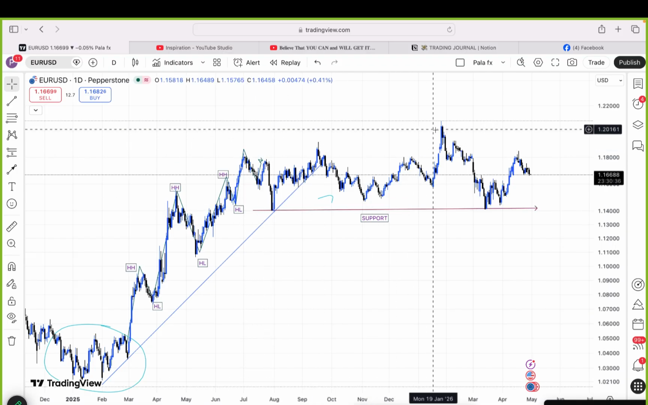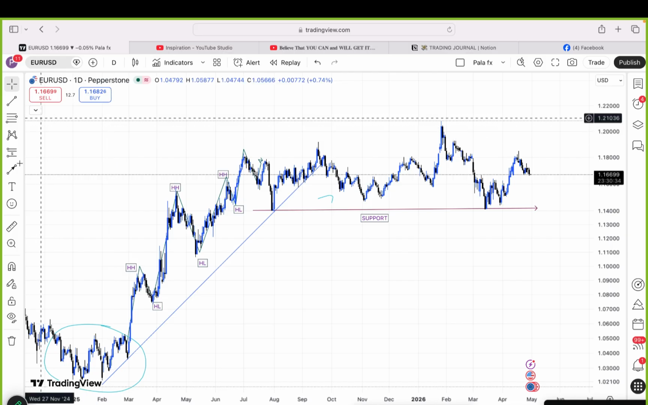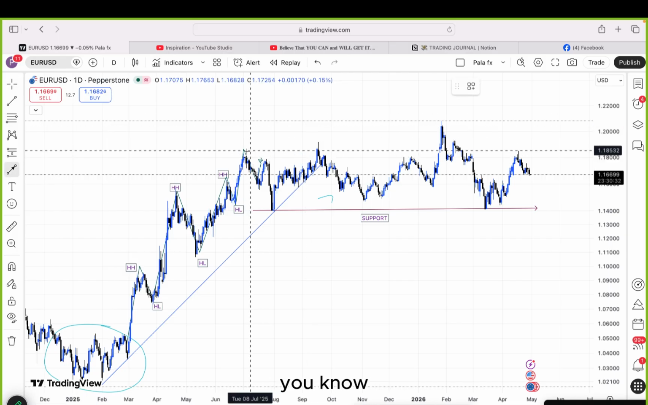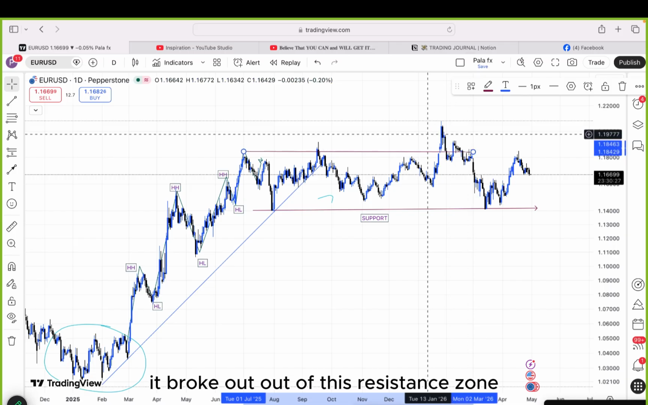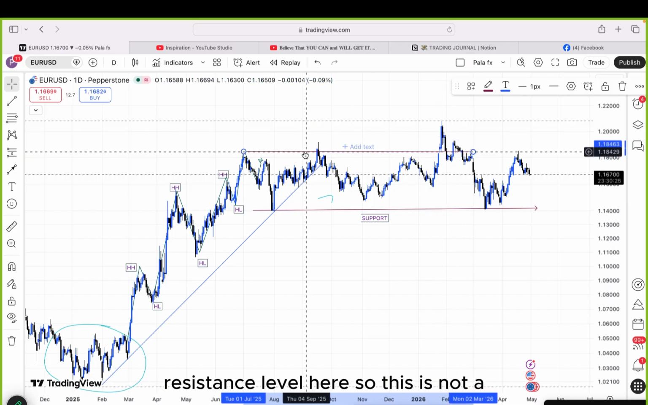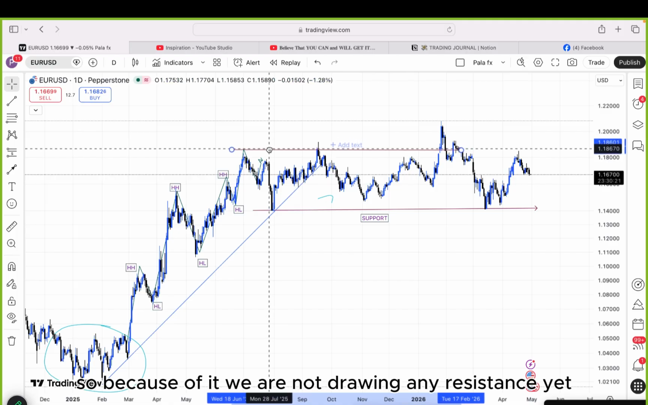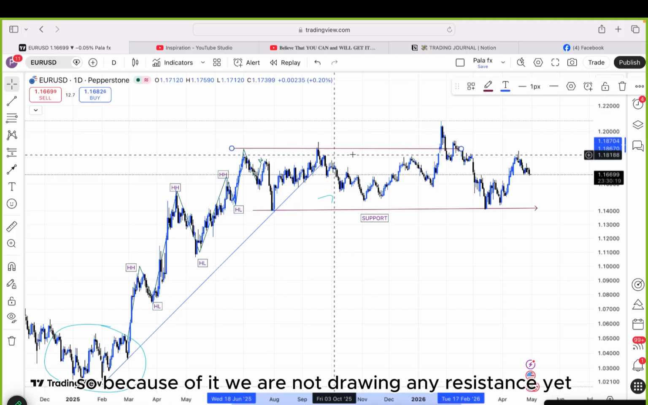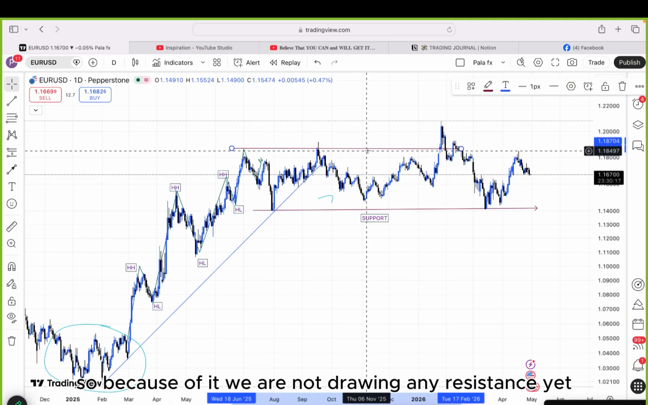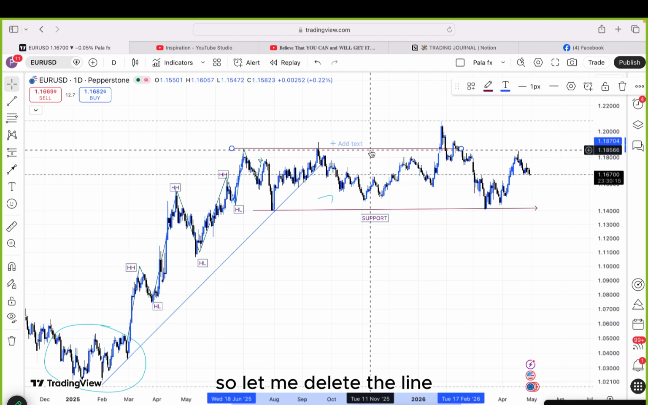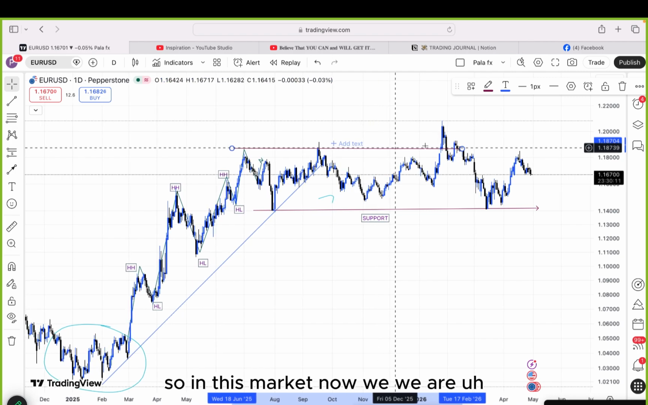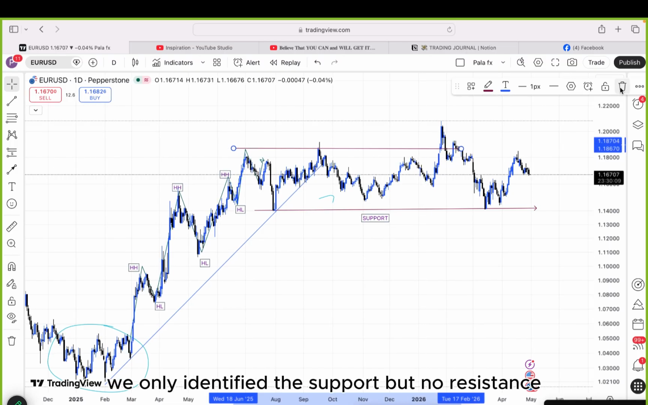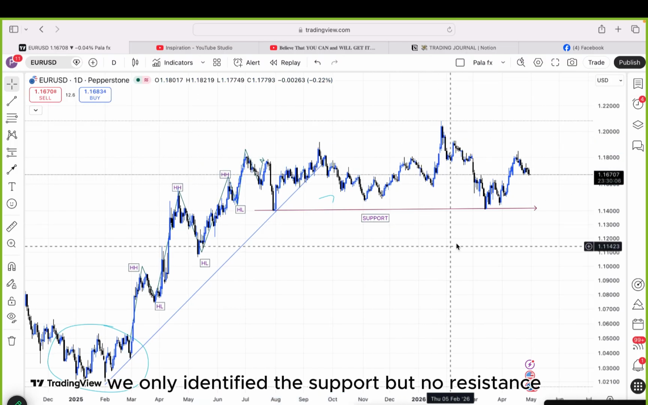So there is a support here, but we couldn't find the resistance, because if you want to draw your resistance now, it's not going to rhyme, because I think price broke out of this resistance level here. So this is not a valid resistance, and because of it, we are not drawing any resistance yet. So let me delete the line. In this market, we only identified the support but no resistance.